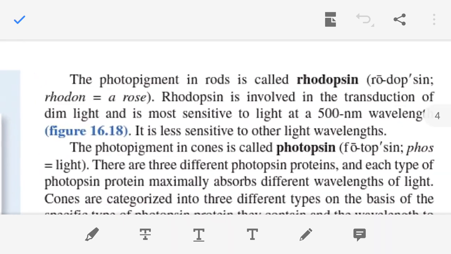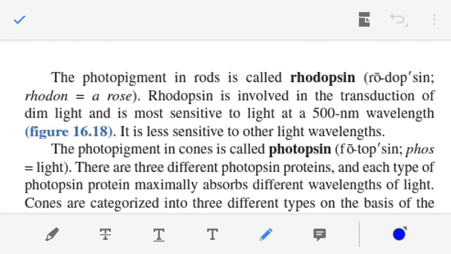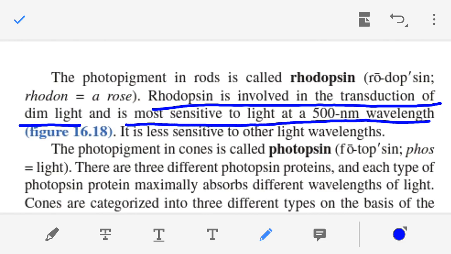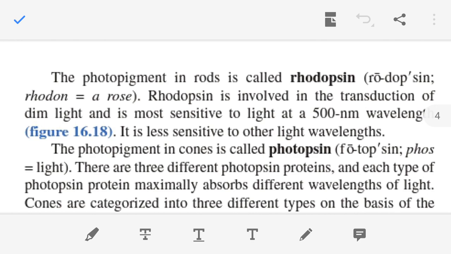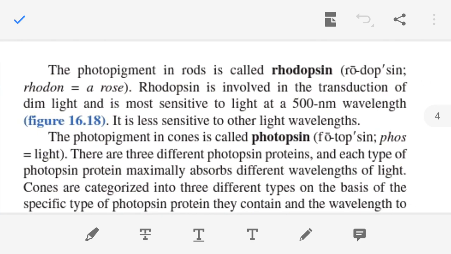Now in rods, the photopigment which is present is known as rhodopsin. Rhodon means rose. Rhodopsin is involved in the transduction of dim light and is most sensitive to light at 500 nanometer wavelength. So 500 nanometer wavelength of light activates this rhodopsin.